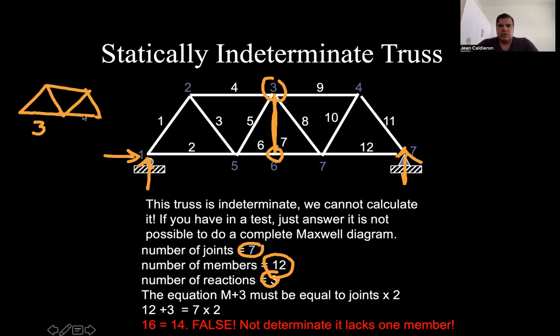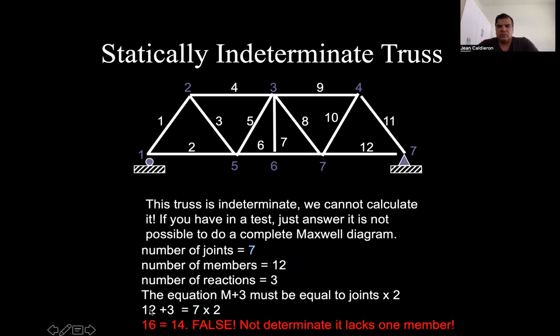Well, that's why we put the number of members plus 3, that is the original one. Well, in this case, the equation doesn't work. 12 plus 3 is not equal to 7 times 2. 15 is not equal to 14. It is false, therefore, it is an indeterminate truss.